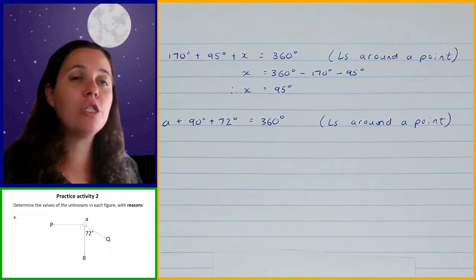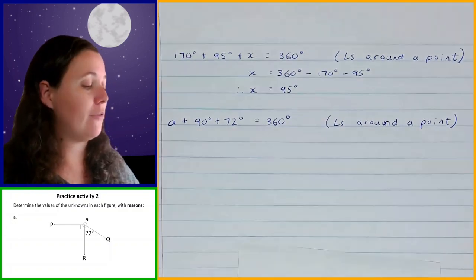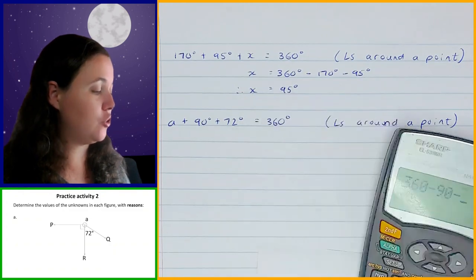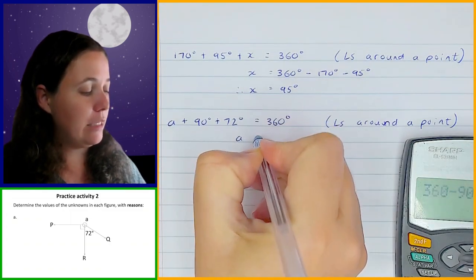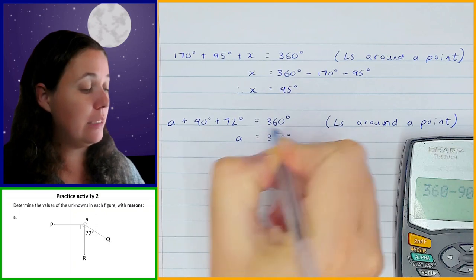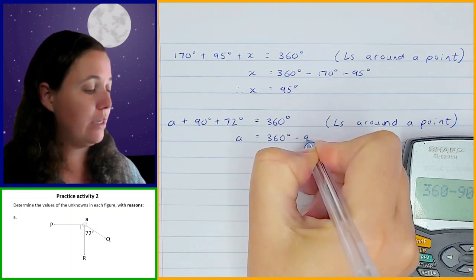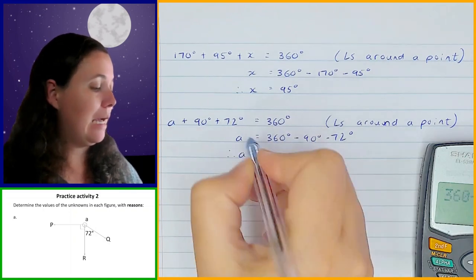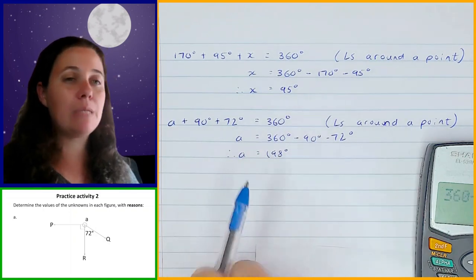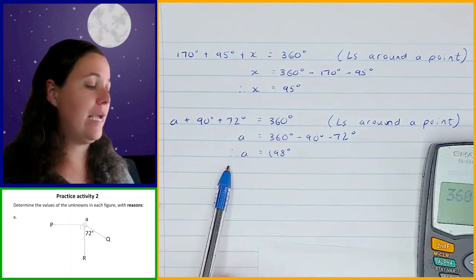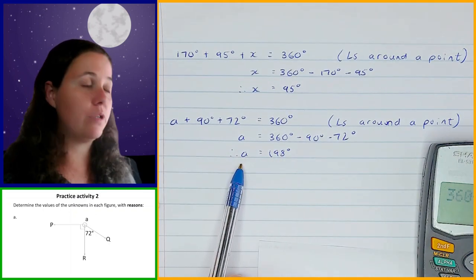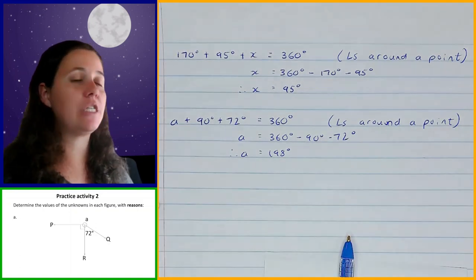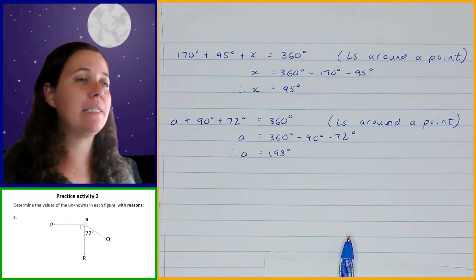Now I'm going to solve for A. So I've got 360 minus 90 minus 72. Let me just write that over here quickly. So I take the 90 and the 72 and I get rid of them over here. And that gives me 198 degrees. So that's what you should have got for question A, that angle A or the size of A is 198 degrees. Okay, so now let's go and have a look at the next example.